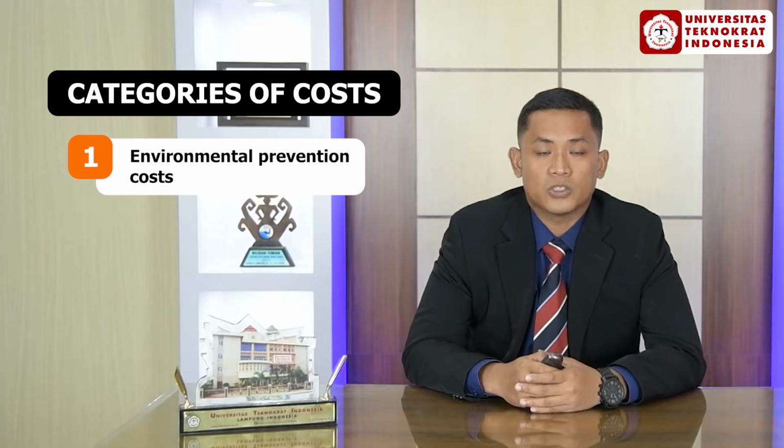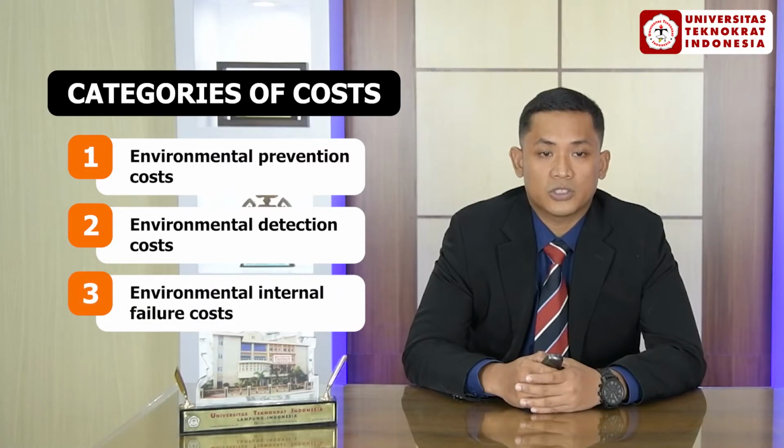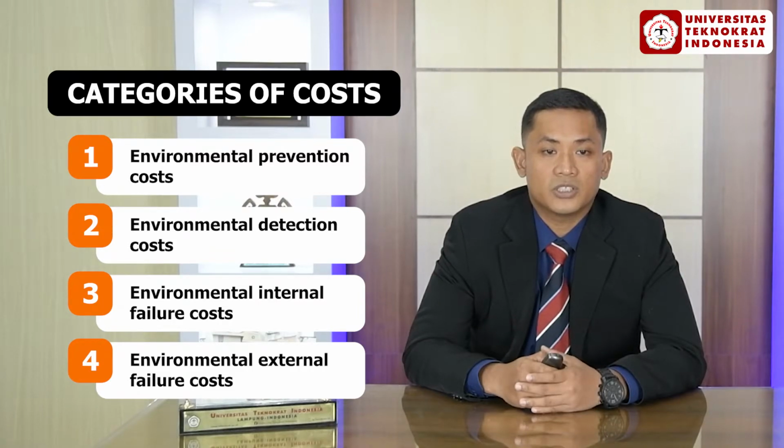Now we should know what the categories of costs are, and the following are the four categories of cost. The first, environmental prevention cost: the cost of activities undertaken to prevent the production of waste. And the second one, environmental detection cost, or costs incurred to ensure that the organization complies with regulations and voluntary standards. And the third one, environmental internal failure cost, or costs incurred from performing activities that have produced contaminants and waste that have not been discharged into the environment. And last, environmental external failure cost, or costs incurred on activities performed after discharging waste into the environment.